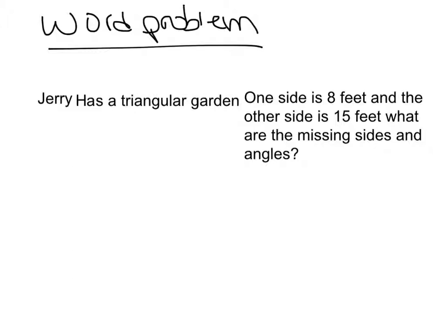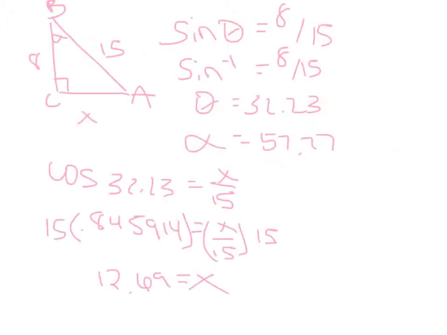For my word problem, I had Jerry has a triangular garden, one side is 8 feet, and the other side is 15 feet. What are the missing sides and angles? So for my word problem, at angle A, the opposite side is 8, and the hypotenuse is 15, because the longest side was 15. So I would do sine of theta equals 8 over 15, sine to the negative first of 8 over 15, theta equals 32.23, and then the missing angle would be 57.77, because 90 minus 32.23 is 57.77.